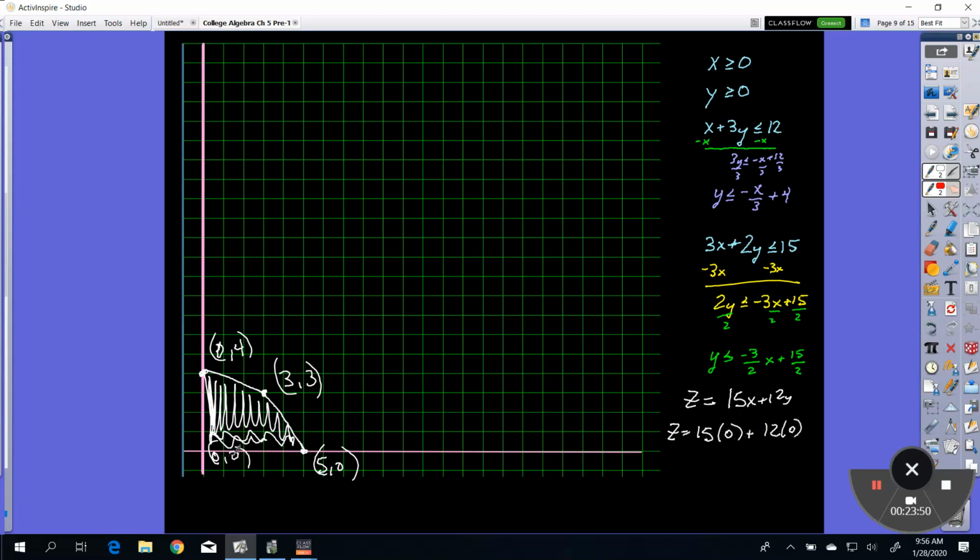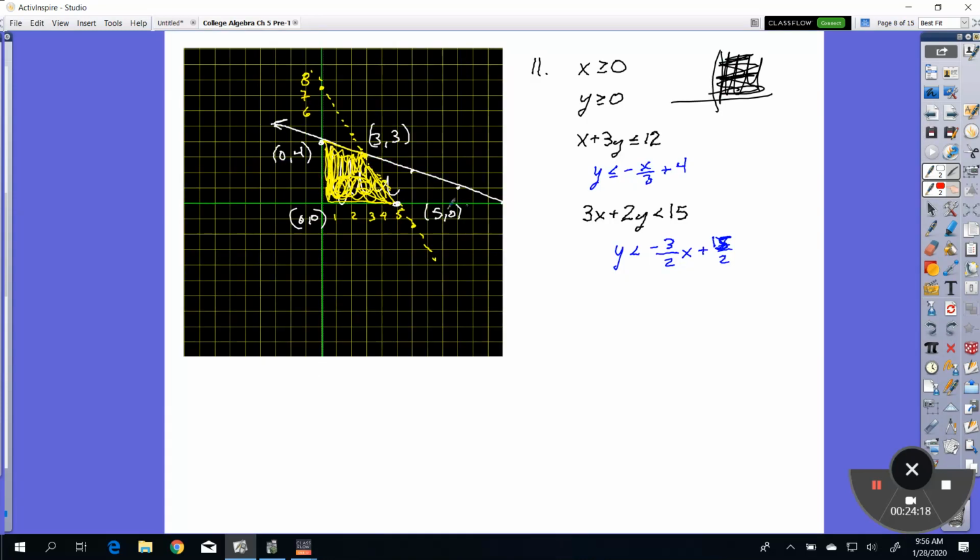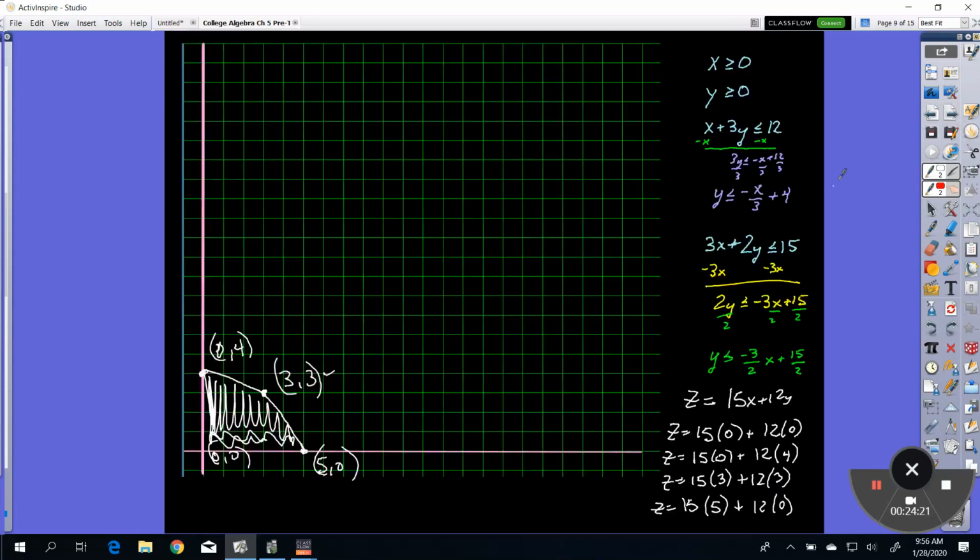So that's using the origin right here. I'm going to have z equals 15 times 0 plus 12 times 4. So that's the first point going up. Then I'm going to have z equals 15 times 3 plus 12 times 3. So that's this point. And I'm going to have z equals 15 times 5 plus 12 times 0. So again, I just pulled that back from this question right here, so to save time, I made that the same.